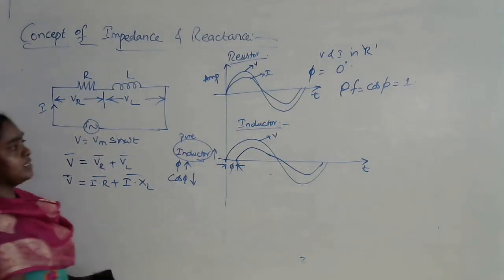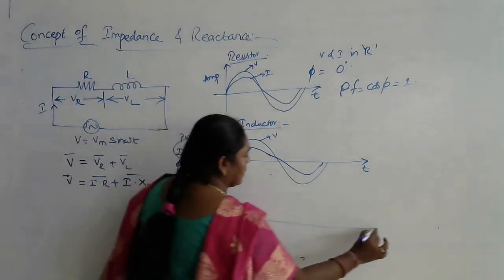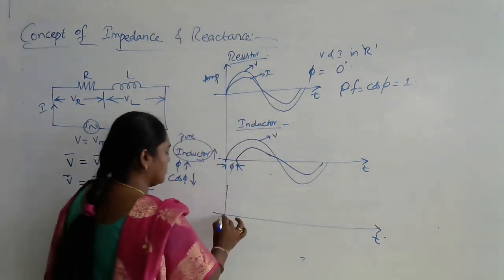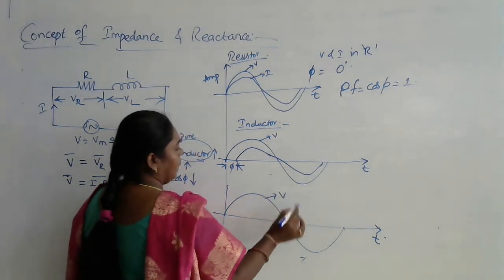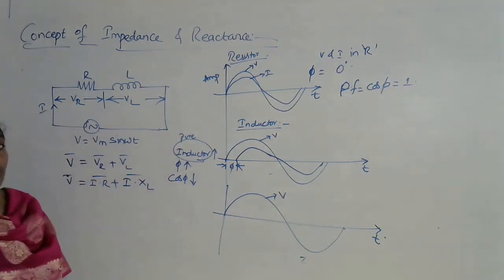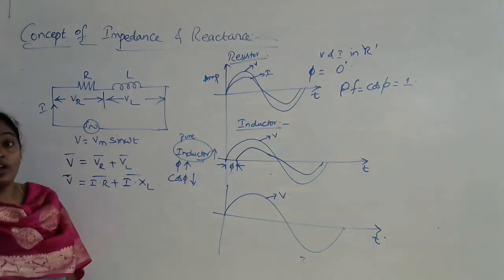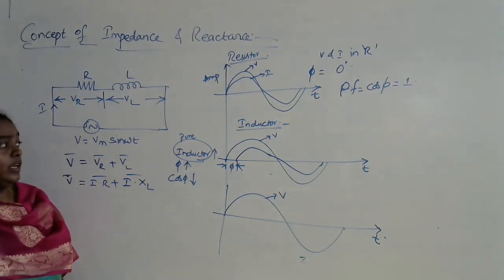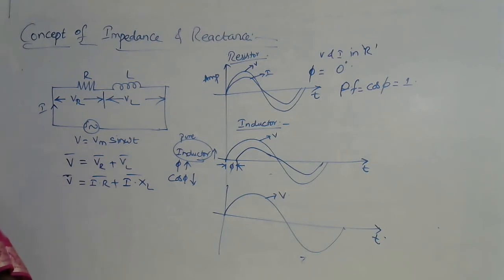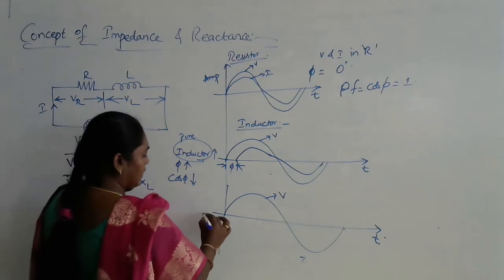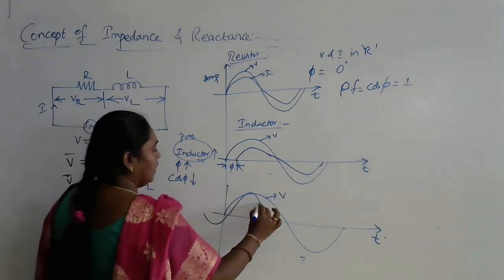But whereas in the case of a capacitance, if you take this as a voltage, the property of a capacitor is that it opposes the sudden changes of voltage. So here in the case of capacitance, you will first get a curve of current, followed by the voltage.